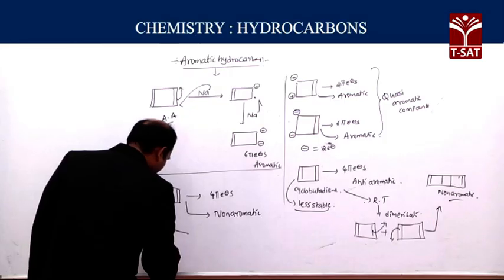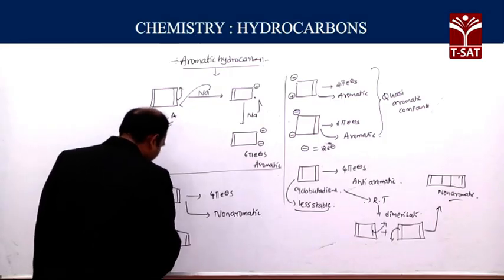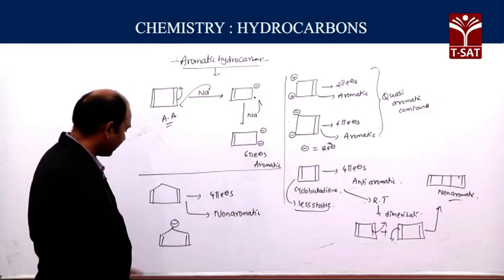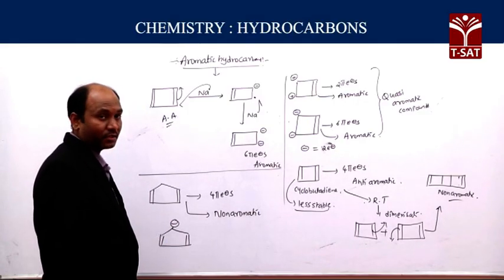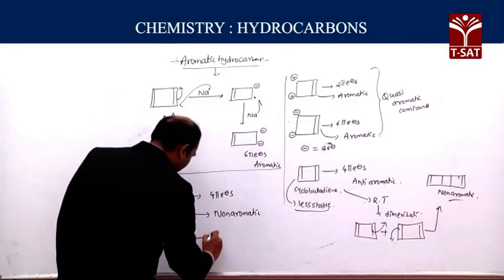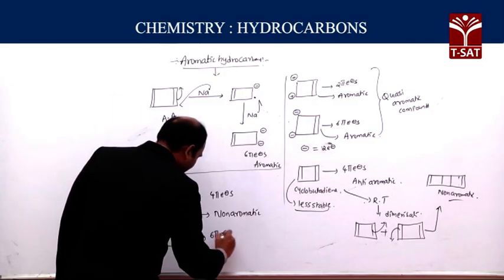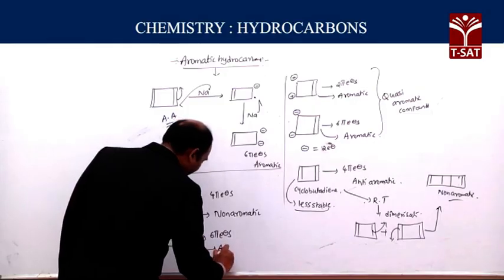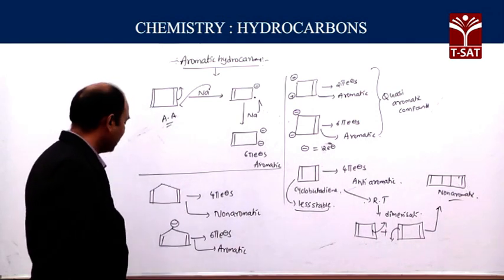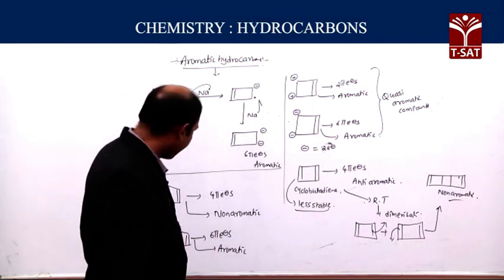Suppose we take the cyclopentadienyl anion. Anion means negative charge, and negative charge means 2 electrons. 1, 2, 3, so 3 double bonds give 6 pi electrons. 6 pi electrons means it is an aromatic compound, a conjugated system is present, and it is a planar molecule. This is an aromatic compound.